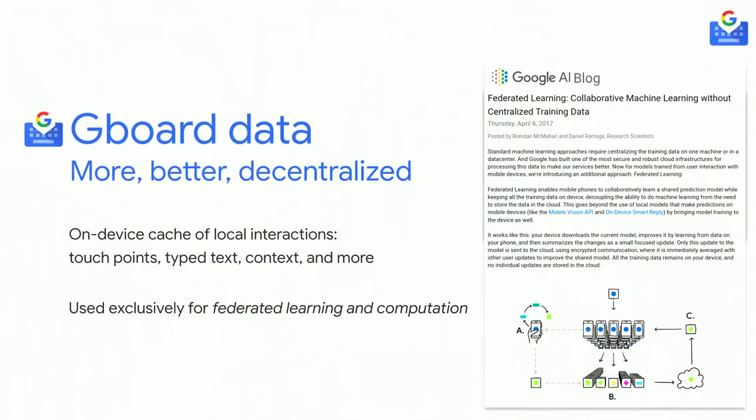For the last few years, our team has been working with the Gboard team to experiment with decentralized data. Gboard aims to be the best and most privacy-forward keyboard available. And one of the ways that we're aiming to do that is by making use of an on-device cache of local interactions. This would be things like touch points, type text, context, and more. This data is used exclusively for federated learning and computation.